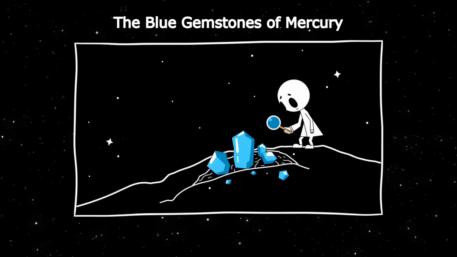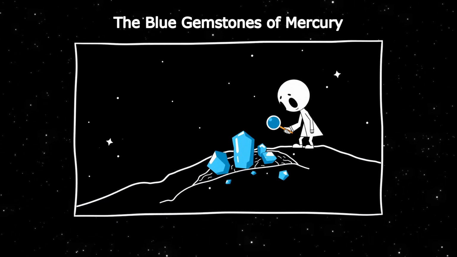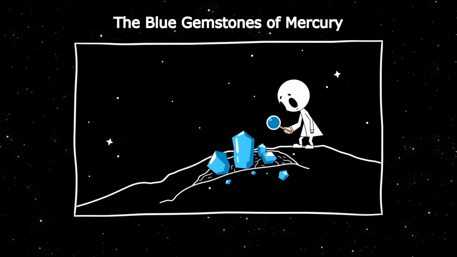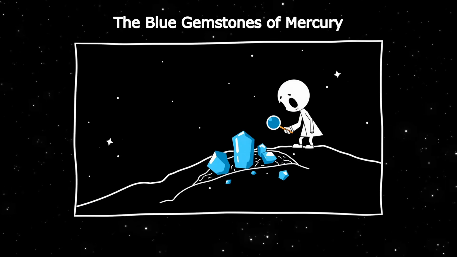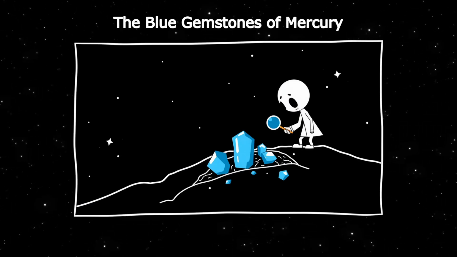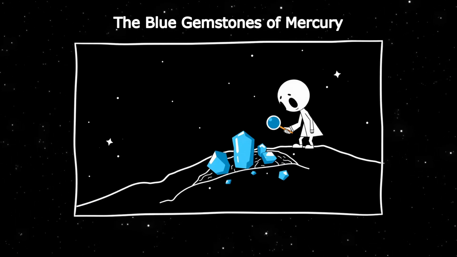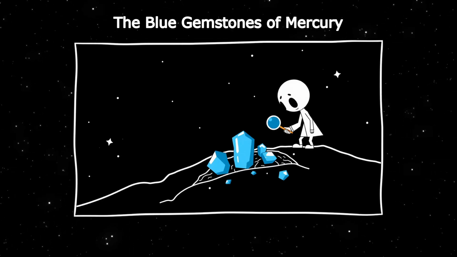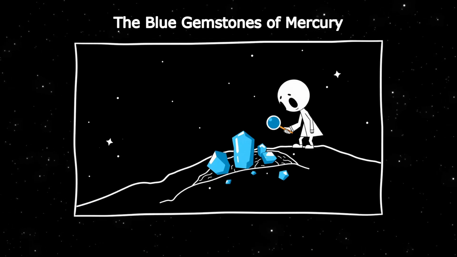The planet Mercury has always fascinated scientists and astronomers due to its extreme conditions and unique geological features. Recently, a specific aspect of Mercury's geology has captured attention: its unusual blue gemstones. These intriguing blue mineral deposits offer tantalizing clues about the planet's history and the processes that have shaped it over billions of years. The blue gemstones of Mercury are primarily composed of minerals containing elements such as magnesium and iron.